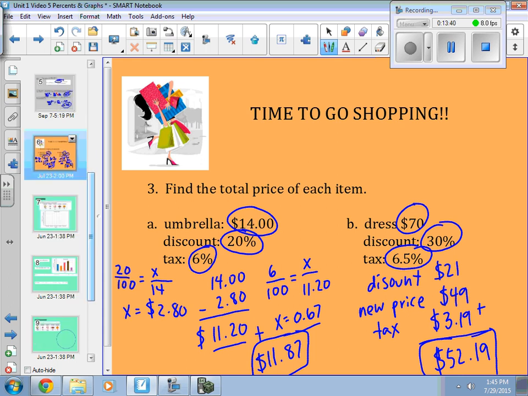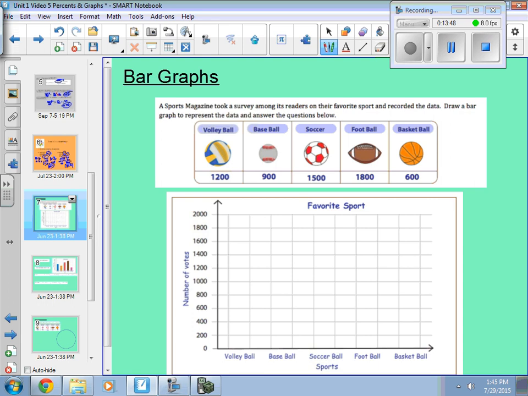All right, so that's percents and decimals, stuff hopefully you should have a little bit of idea of from coming into this class. The other thing we're going to look at today is bar graphs and circle graphs. If you want to make a bar or circle graph, you're going to get some data or some information, and you want to be able to represent that in a graphical manner. So here a sports magazine took a survey among its readers and each reader indicated their favorite sport. We want to now put this on a bar graph.